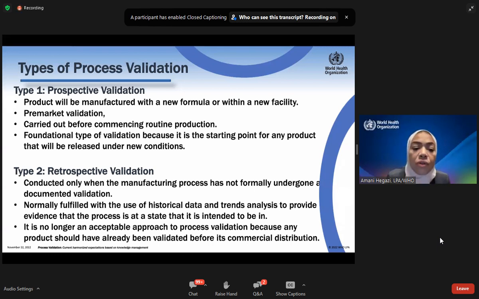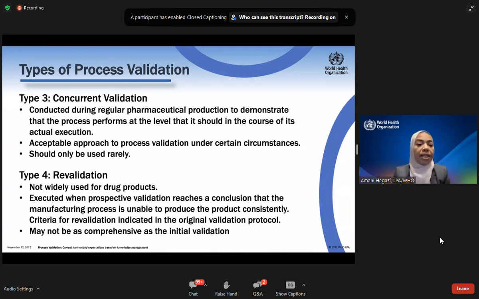Another type is retrospective validation, and this is conducted only when the manufacturing process has not formally undergone a documented validation. It uses historical data and trend analysis to provide evidence that the process is in the state that it is intended to be, but it is no longer an acceptable approach for process validation because it is not acceptable that the product be validated after its commercial distribution.